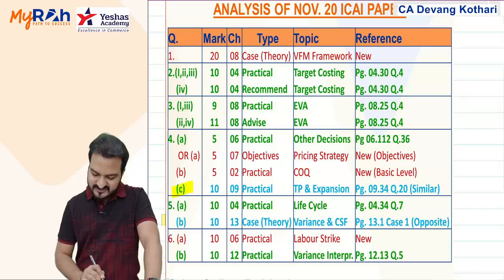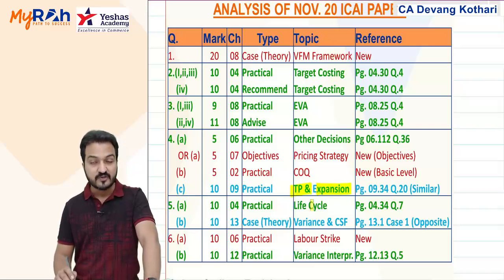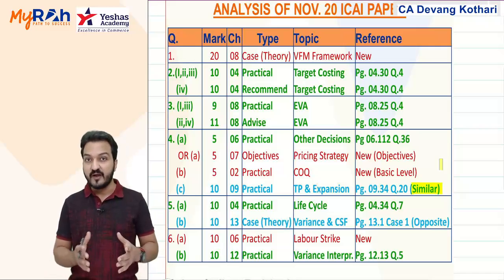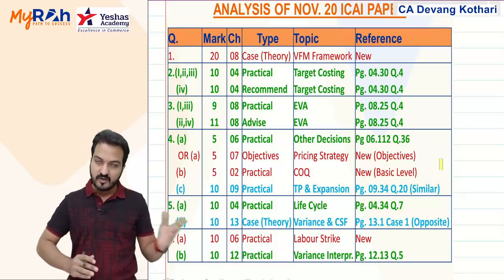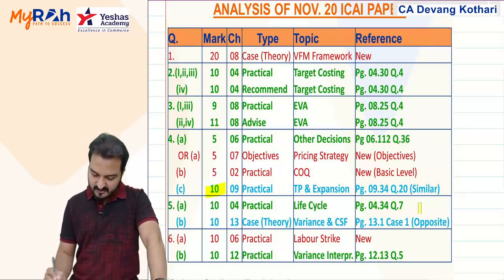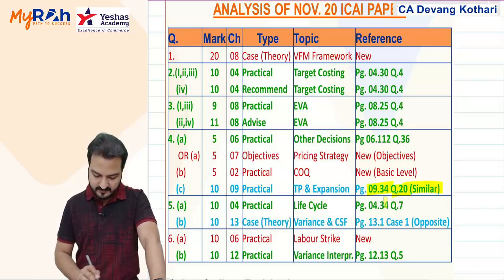Question 4c is similar to the ones we did in class. It is regarding transfer pricing and expansion. Now this is a good question. It is similar to the ones that we did in the class, but it has some difference. It is not exactly same, it is similar. Do check out my next video for the solution to that question. That is again a practical question, 10 marks, from transfer pricing, and you can get a similar question in my book, page 9.34, question number 20.